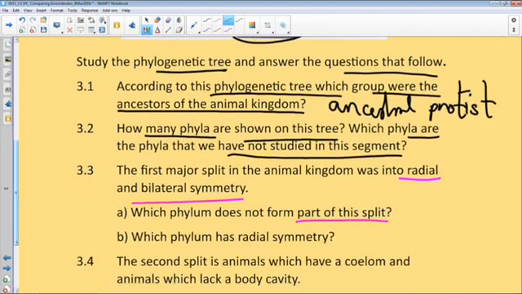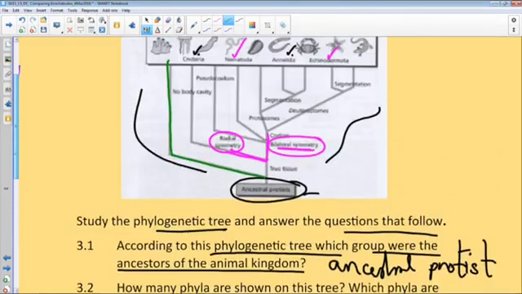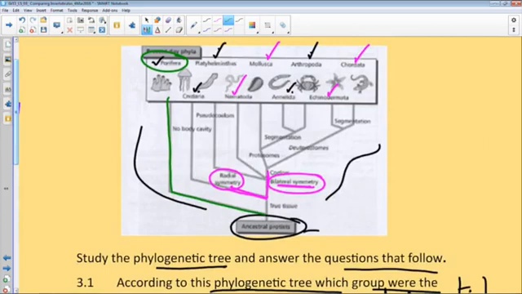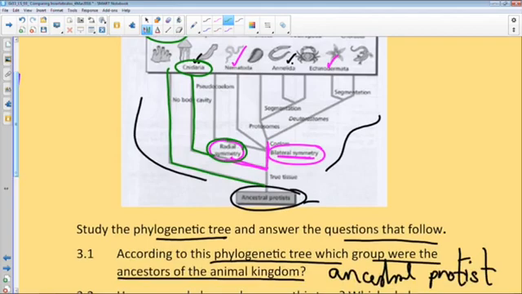Let's look at this question before we go into the next. Which phylum has radial symmetry? So let's go back to this diagram. So guys, let's identify radial symmetry. Here's radial symmetry. Let's see where this takes us. So it takes us all to the group called Cnidarians. So all of our Cnidarians have radial symmetry, and that is essentially how you should be interpreting this phylogenetic tree.